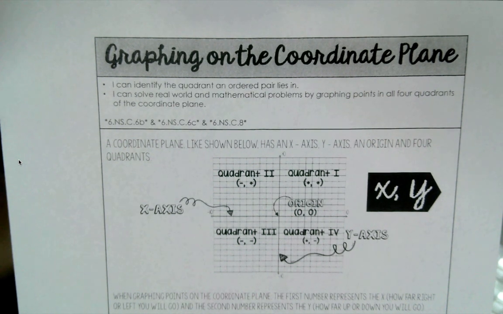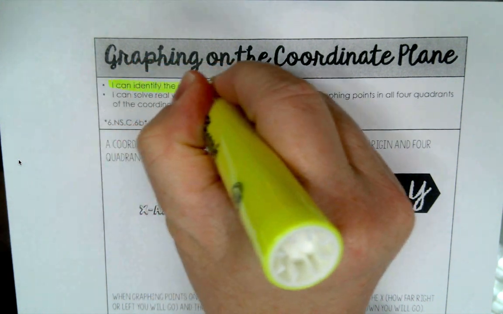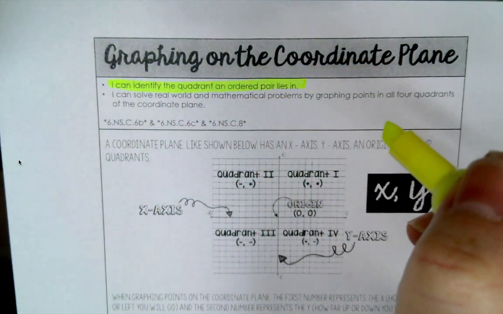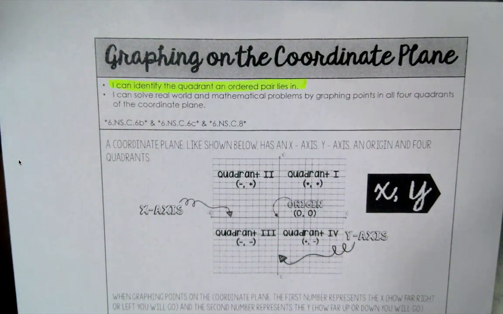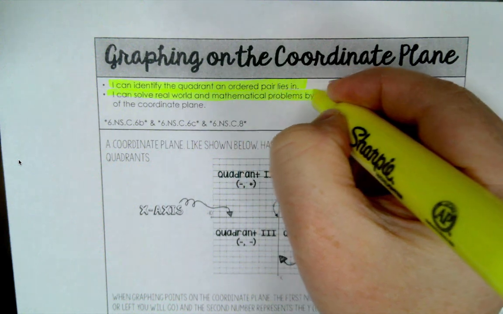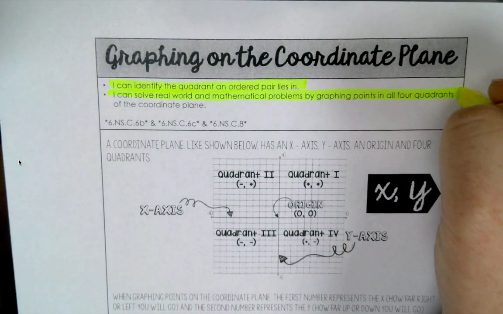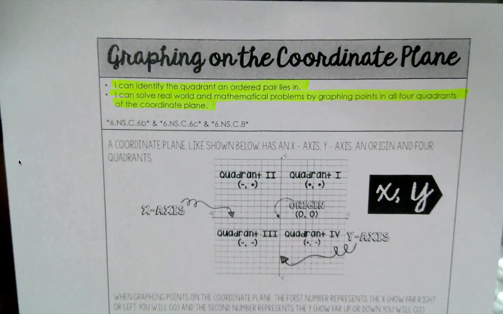Okay, I don't know if you guys have done graphing on the coordinate plane yet, but today we are going to be graphing on the coordinate plane. So let's talk about our standards that we're going to address. I can identify the quadrant an ordered pair lies in, so I can identify all four quadrants. I can solve real world and mathematical problems by graphing points in all four quadrants of the coordinate plane. Okay, so that's the biggie.